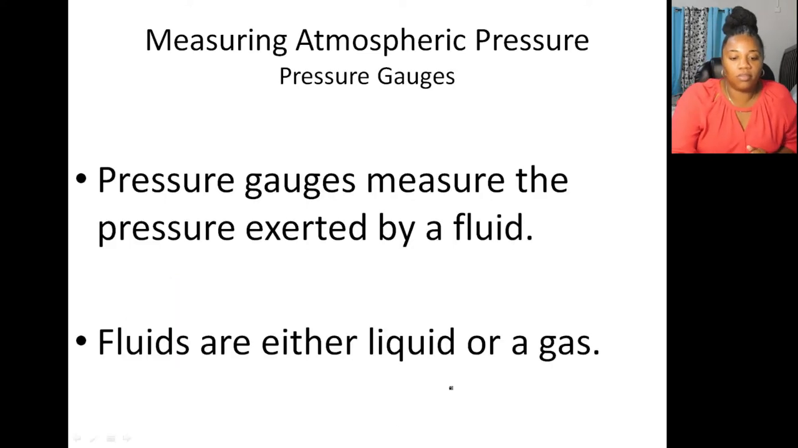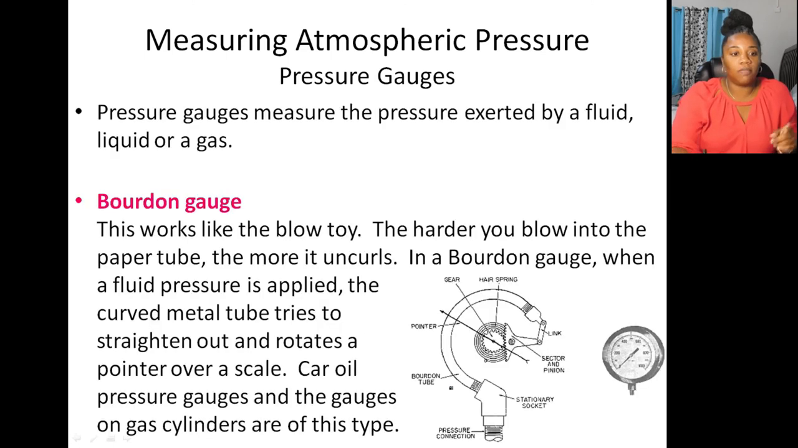So, yeah. Now, pressure gauges measure the pressure exerted by a fluid. And fluids are either liquid or gas, like I explained to you in the section before this. Now, pressure gauges measure the pressure exerted by a fluid, liquid or gas. And we have different types. We have the Bourdon gauge, which works like a blowtorch.